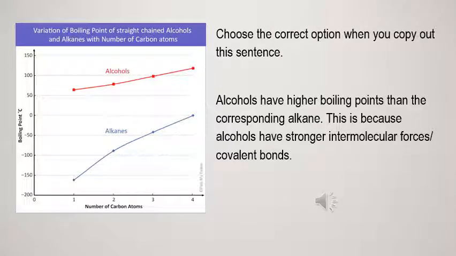I'd now like you to think about the correct option for this sentence. The alcohols have higher boiling points than the corresponding alkane. This is because the alcohols have stronger intermolecular forces or covalent bonds. So pick the correct answer from those 2 and copy the sentence down.